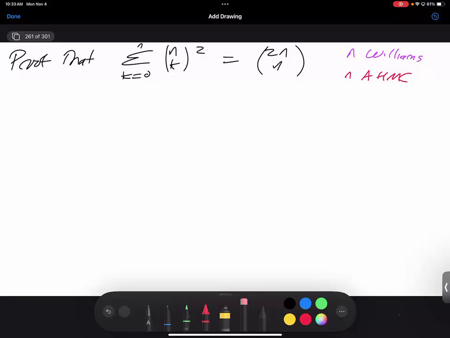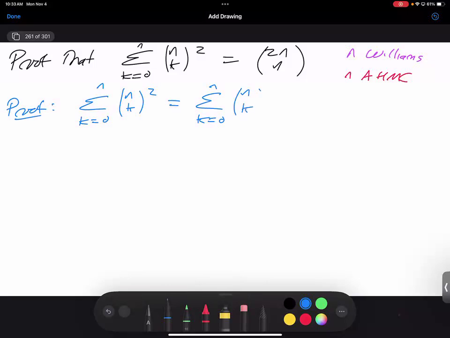So here's the proof. The sum, k goes from 0 to n, of n choose k squared is the same as the sum, k goes from 0 to n, of n choose k times n choose n minus k. Do we agree that this is true? I'm just using the identity we proved earlier.